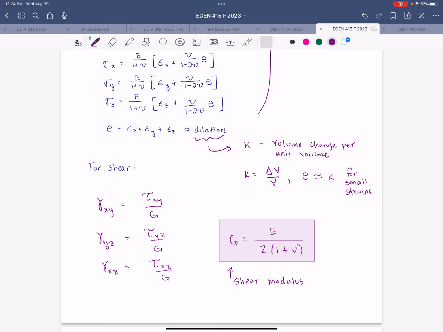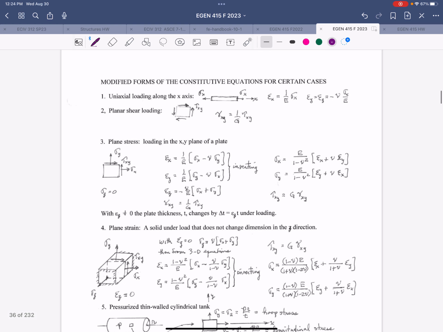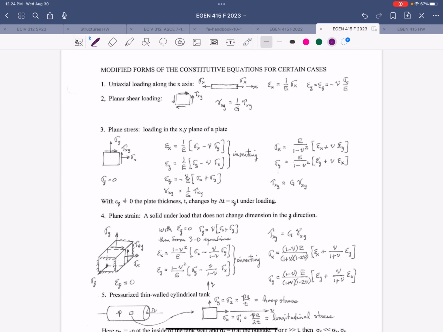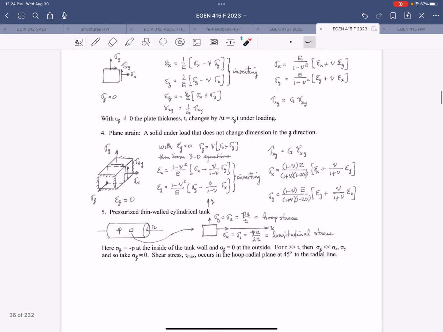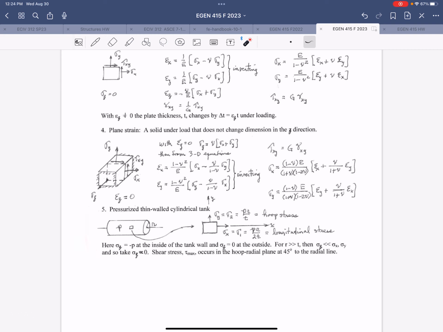All right, questions so far? All right, so again, next couple pages have a handout which summarizes these constitutive equations for certain cases. So start off with the simplest, right? Uniaxial loading, planar shear loading. And then here is that plane stress condition where you have the strains and the stresses written out, slightly simplified from the previous page. Then go on to plane strain, pressurized thin-walled cylindrical tank. So if you've got a situation like that, you can go straight to these equations to calculate the stresses here.